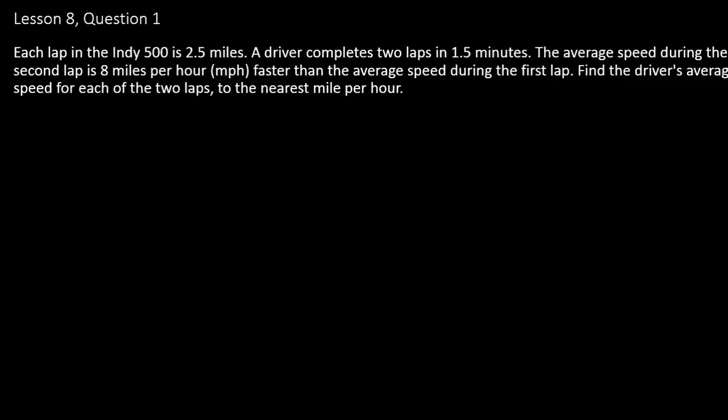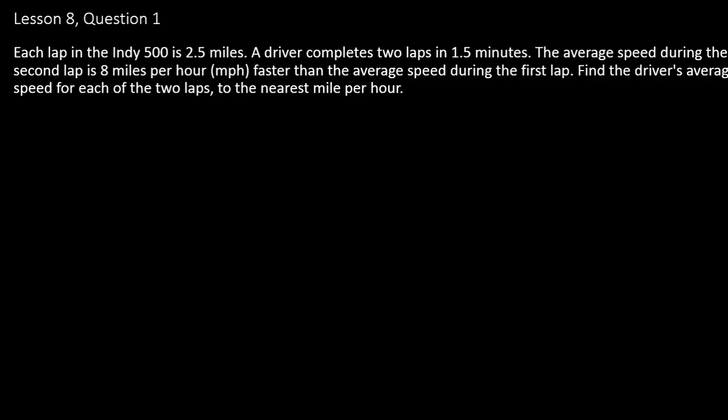Let's take a look at Project 2, Lesson 8. Each lap in the Indy 500 is 2.5 miles. A driver completes 2 laps in 1.5 minutes. The average speed during the second lap is 8 miles per hour faster than the average speed during the first lap. Find the driver's average speed for each of the 2 laps to the nearest mile per hour.